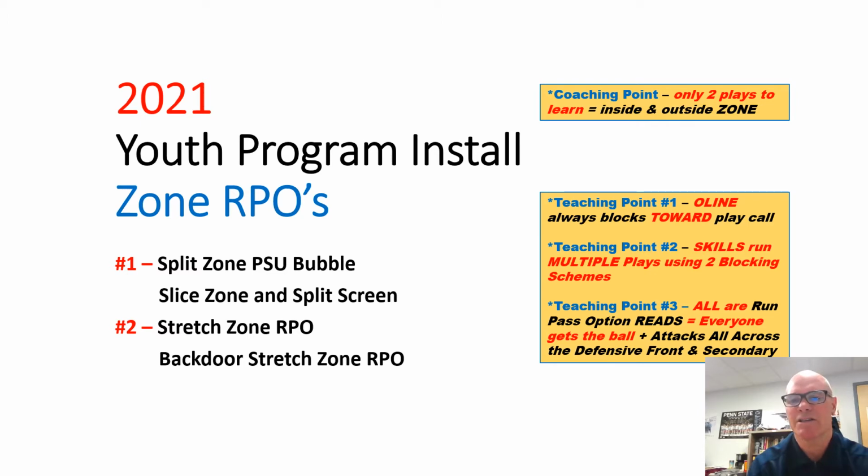And then teaching point number three, these are all run pass option reads. The reason we do this is now you can get everyone involved, everyone can get the ball, and we can attack across the whole defensive front and in the secondary, again, going back to just using these two blocking schemes of an inside zone and outside zone. So let's take a look.